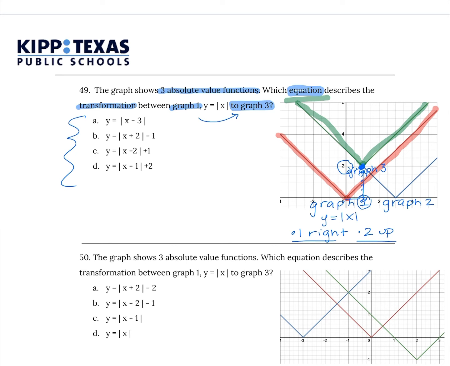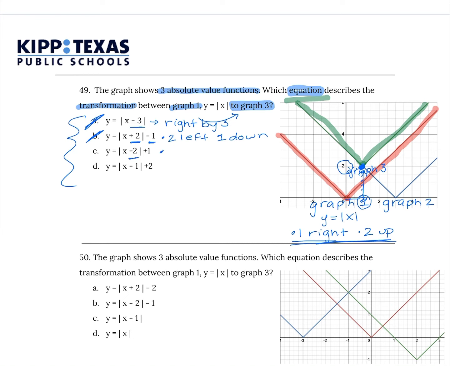If I look at equation A, this one goes to the right by 3 because it's on the inside and I always do the opposite of the sign. So this one does not match with what I wrote at the bottom. This one is telling me that I went 2 to the left and 1 down, because this 2 is on the inside and I do the opposite of the sign. The inside tells me to go left or right, and the outside tells me to go up or down. But because it's a minus, it tells me to go down, and those do not match with what I wrote down. I look at answer choice C.